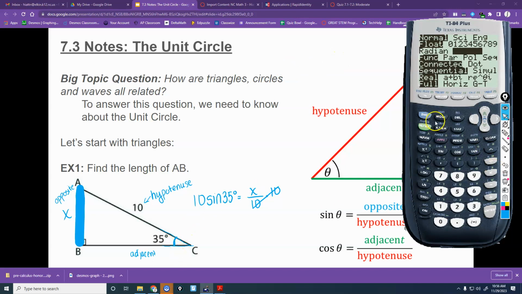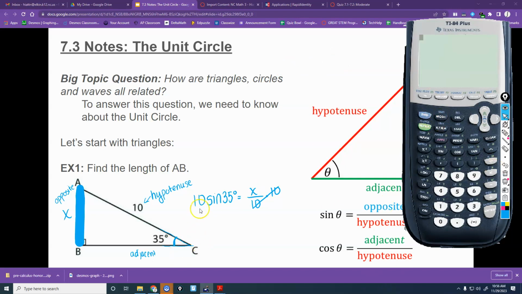Alright, so we're now going to type in 10 sine 35. And we'll get 5.736 if we round to 3 places. So 5.736 is our x.